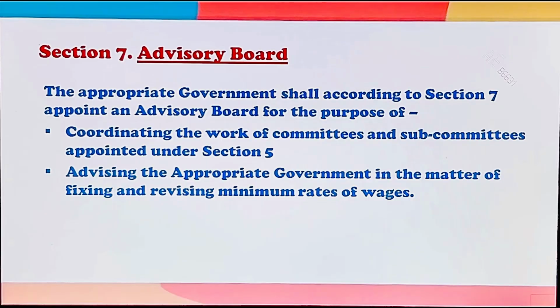Section 7 is Advisory Board. The appropriate government shall, according to Section 7, appoint an advisory board for the purpose of coordinating the work of committees and subcommittees appointed under Section 5 and advising the appropriate government in the matter of fixing and revising minimum rates of wages. So, the government appoints an advisory board for coordinating the work of committees and subcommittees and for advising the appropriate government in the matter of fixing and revising minimum rates of wages.